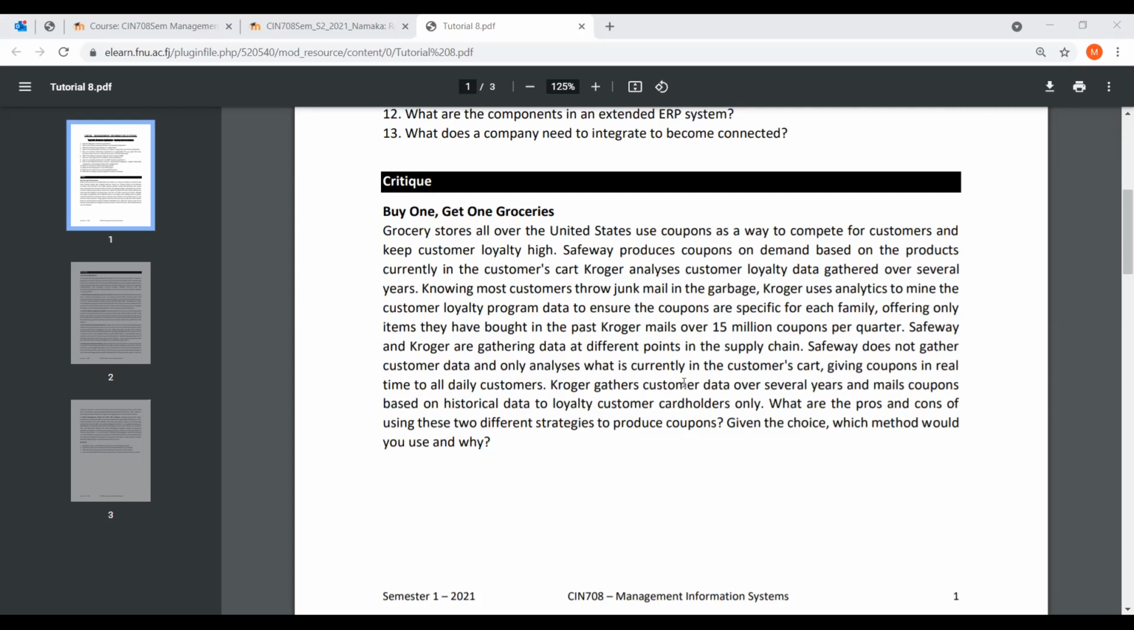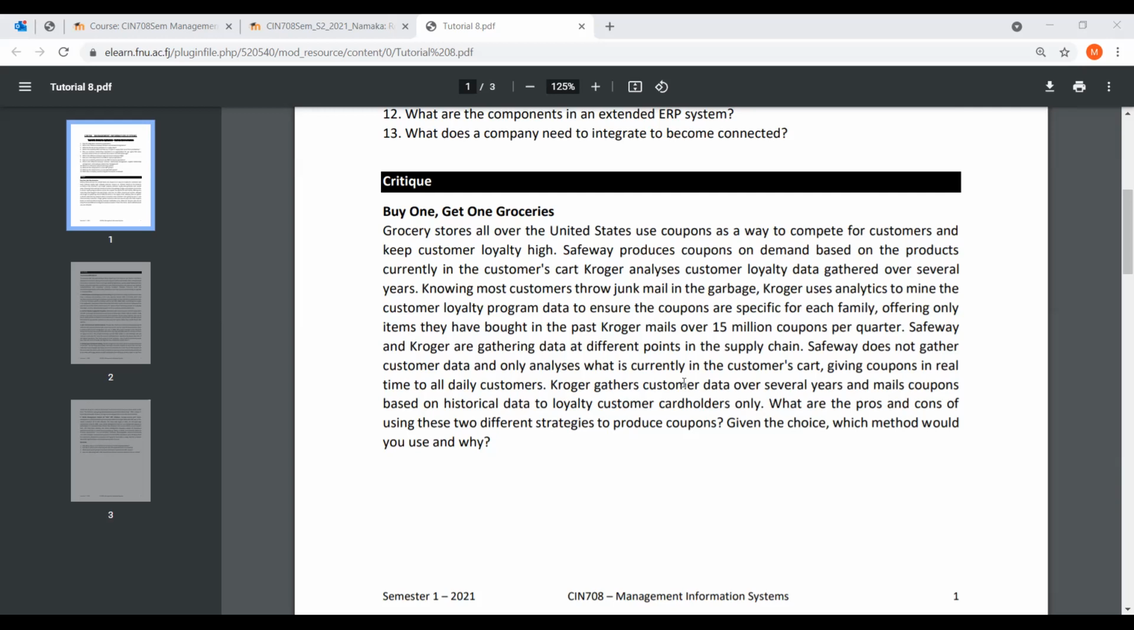Safeway, by the way, is an online or e-commerce shopping website, and it produces coupons on demand based on the products currently in the customer's cart. What happens is they produce a coupon based on the items that the customer is currently buying, that means buying at that point in time.